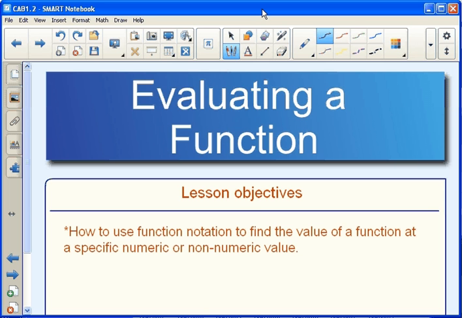Our first lesson is evaluating a function. This isn't technically calculus, but it's good foundational work for limits, which we'll be doing in the very next lesson, or at least starting in the very next lesson. So in this particular video, I want to look at how to use function notation to find the value of a function at specific numeric or non-numeric values. In other words, just plugging in constants, but also when we plug in variables.